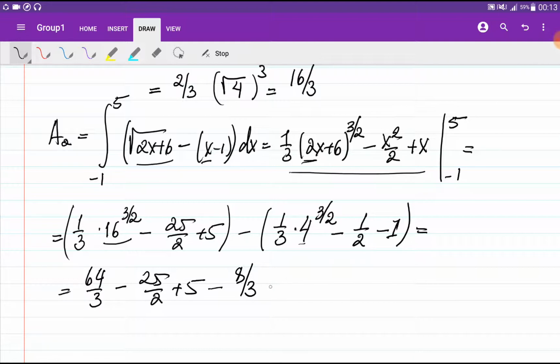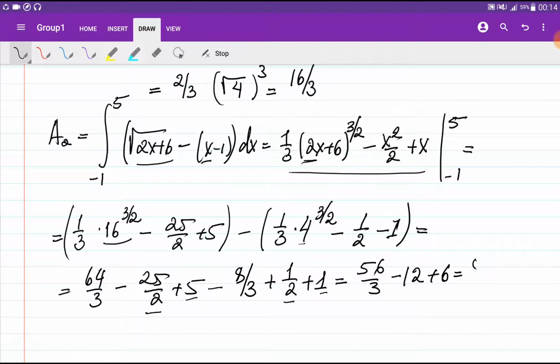With this minus, it becomes plus 1 over 2, right? Plus 1 over 2. And with this minus 1, it becomes a plus 1, right? Plus 1 over 2 plus 1. Okay, so let me simplify everything. It will be equal to 56 over 3. So the minus 25 over t plus 1 over t gives me minus 24 over t, which is minus 12. And this 5 and this 1 will give me plus 6, right?